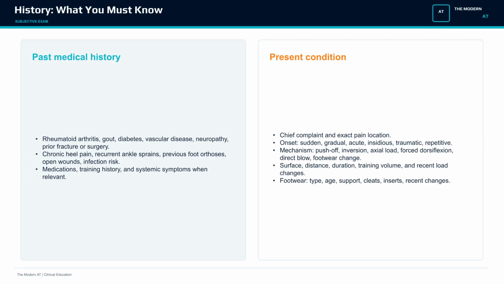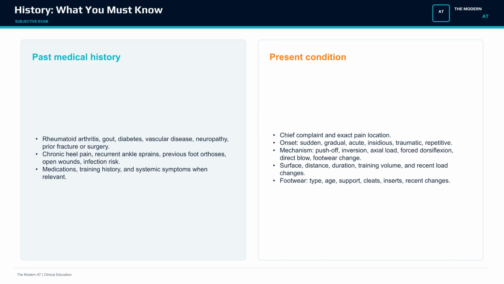Start with past medical history because systemic conditions can change urgency. Diabetes, vascular disease, neuropathy, rheumatoid arthritis, gout, prior surgery, recurrent wounds, and immune compromise all matter. Then ask about the present condition. Have the patient point with one finger to the most painful area. Clarify whether onset was sudden, gradual, traumatic, or related to repetitive loading. Ask about the mechanism: push-off, inversion, axial load, forced toe extension, direct blow, or a recent training change.